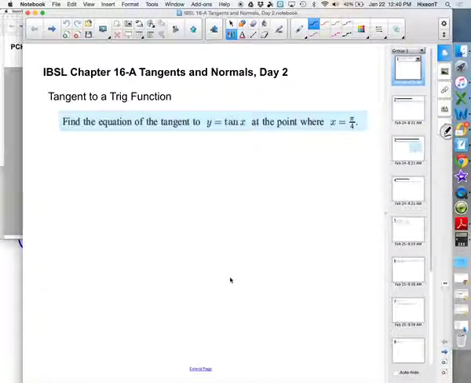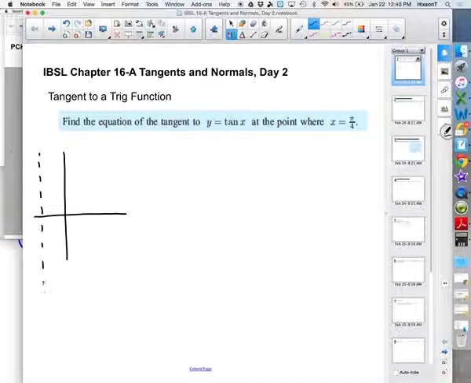So here I want the equation of the tangent to y equals tangent of x at the point where x equals pi over 4. Okay? Now, you may or may not remember tangent looked like this. It had asymptotes at negative pi over 2 and positive pi over 2, and it went like this. So pi over 4 is going to be right about here.